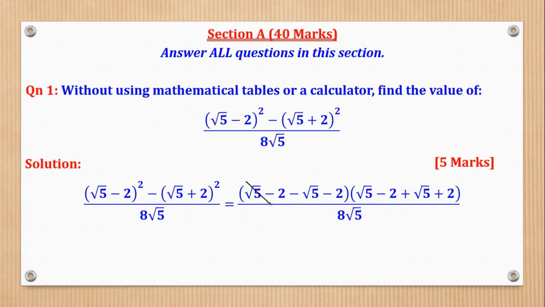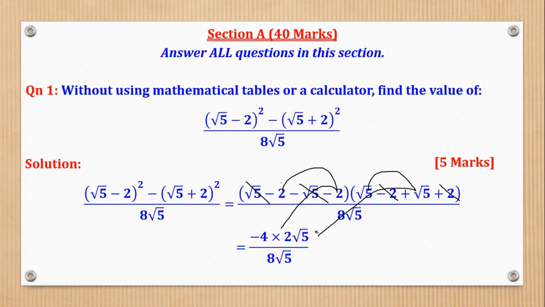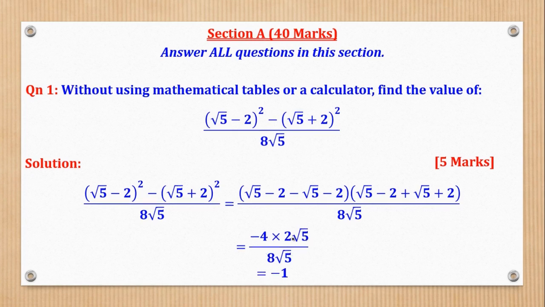So next is collect terms. You realize that this cancels and this cancels. So for this first part, you remain with this and this, which is negative 4, and you remain with this plus this, which is 2 root 5. Then root 5 cancels, and also this cancels to give you negative 1 as the answer. So, as brief as that.